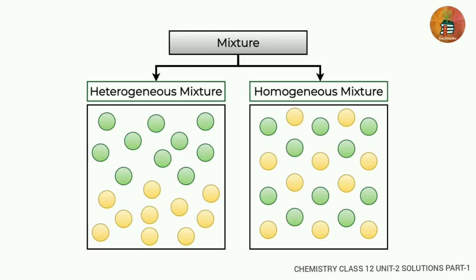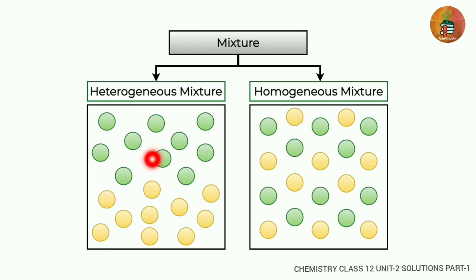In the mixture we have two types. To understand the concept of solution, there is also a need to understand the types of mixtures. Mixtures are classified into two. One is heterogeneous mixture, another one is homogeneous mixture. Once again, by seeing the picture, you can understand that in both these mixtures, there are two types of pure substances. One is given in green color, another type of pure substance is denoted by yellow color. So this is a mixture and this is also a mixture, both are mixtures, but there is a difference between these two mixtures.